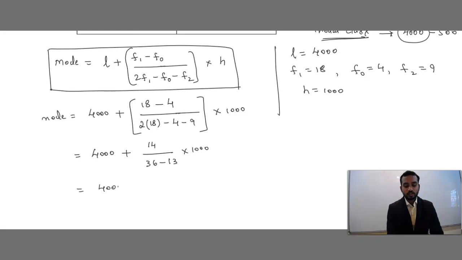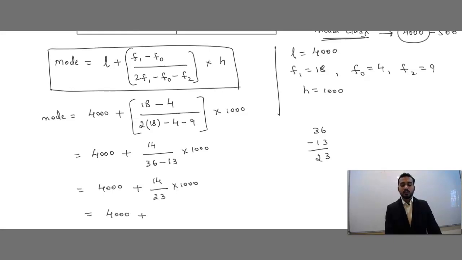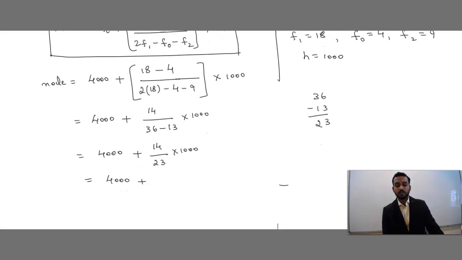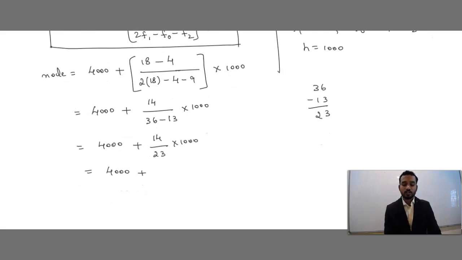Now we can see here 4000 plus 14 by... if you want to do any calculation, you can do it on the right hand side. 36 minus 13, 6 minus 3, that is 23, into 1000, correct? Now 4000 plus, is 14 by 23 cancelable? If it is cancelable, you can cancel it. If not, you just multiply. What numbers do we have to multiply? 14 into 1000, 14,000 divided by 23.